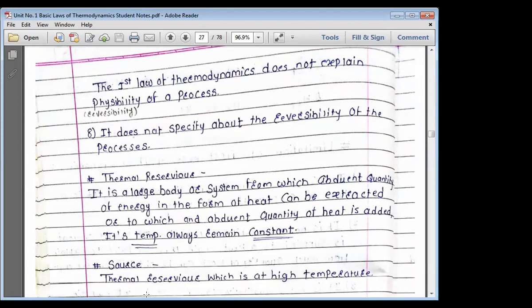Therefore we have to go for the limitations of thermodynamics, and here comes the second law of thermodynamics.